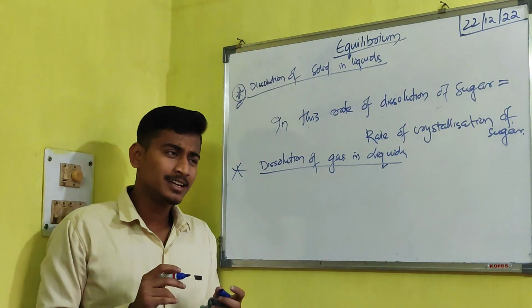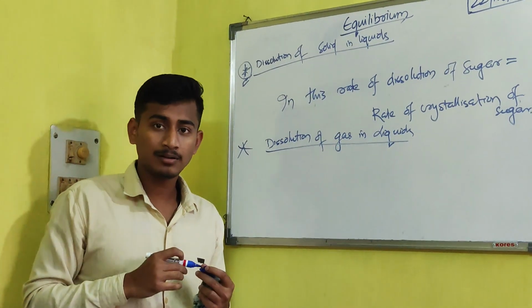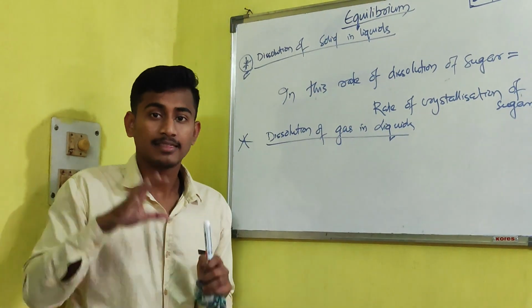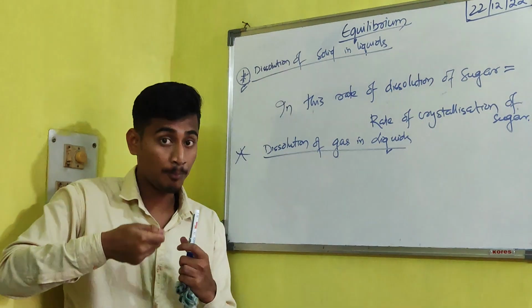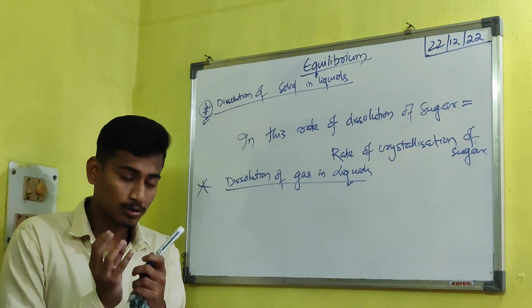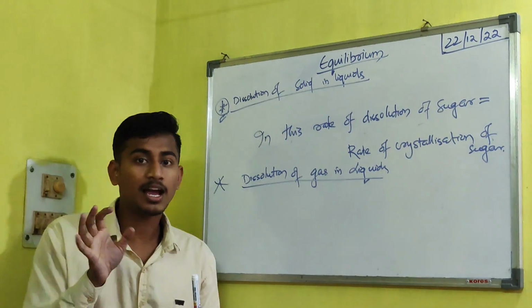Have you ever drunk Sprite or Coca-Cola, Thums Up, cold drinks? If it is a completely sealed bottle, we cannot see the bubbles. If we open the seal and shake it, the bubbles come out automatically. We can know that the bubbles are carbon dioxide.